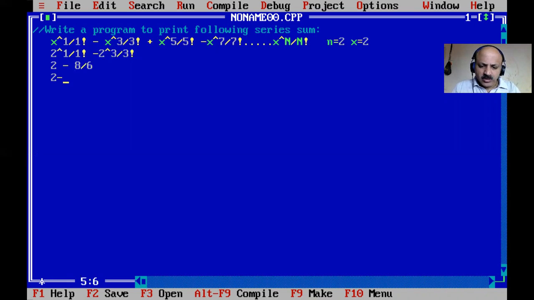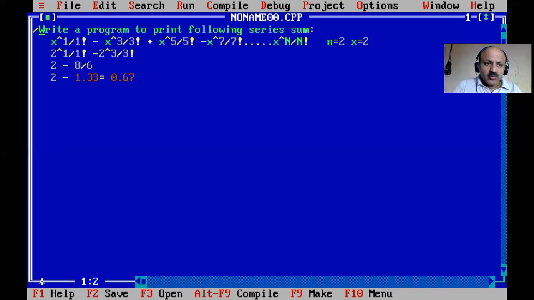So that is 2 minus 1.33, and the answer is 0.67, a positive value. That is the answer for two terms. So first, that is the paperwork.